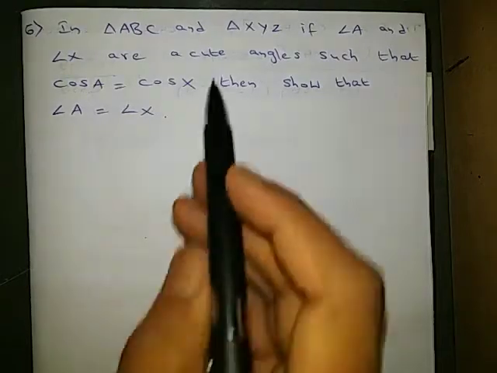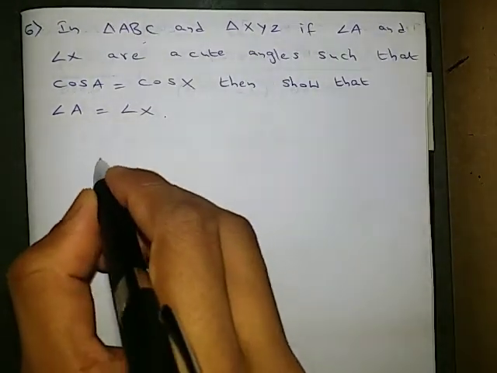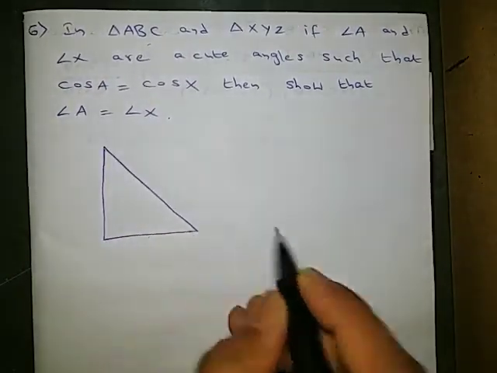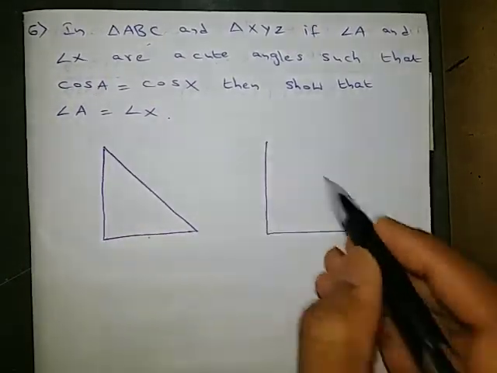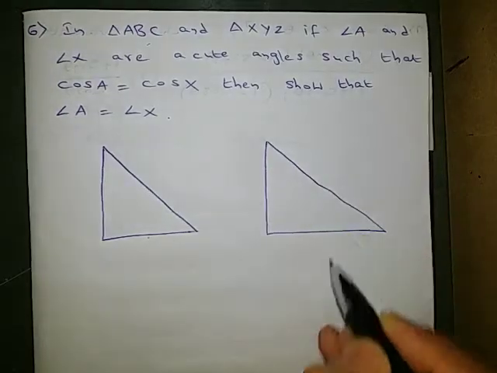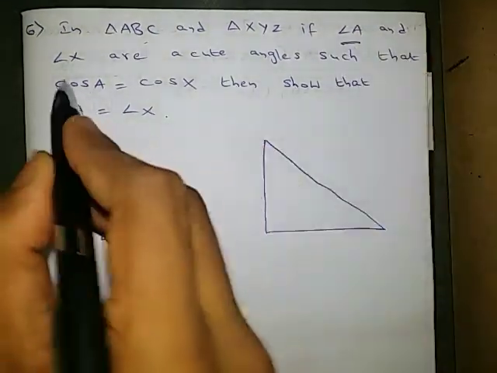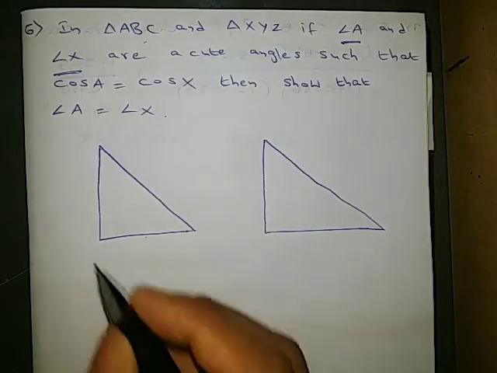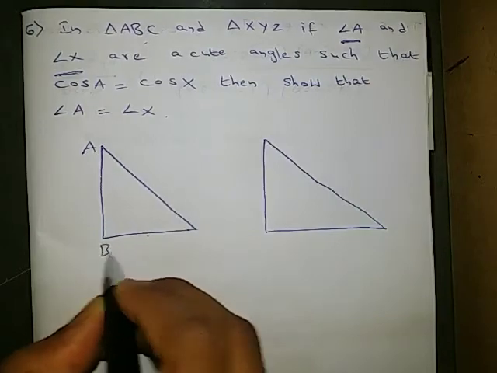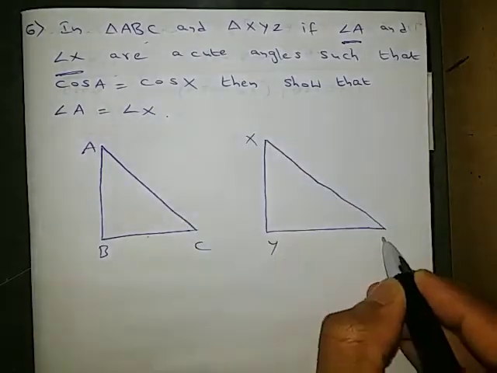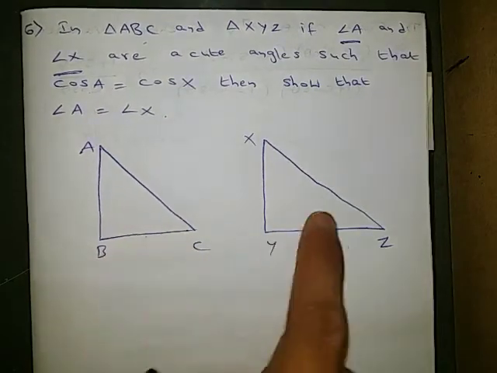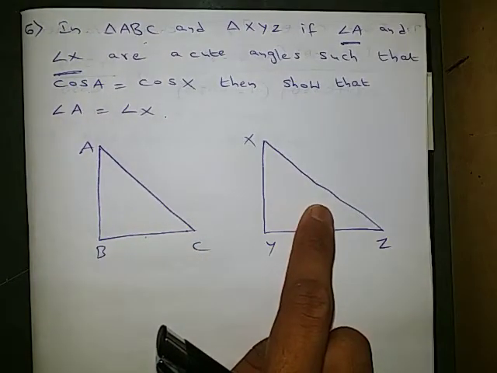So we have two triangles ABC and XYZ. One right angle triangle ABC and one right angle triangle XYZ. He clearly mentioned that A and X both are acute, so except A and X, the remaining angle we can take as 90 degrees. Now we have two triangles, one is triangle ABC and one is triangle XYZ.